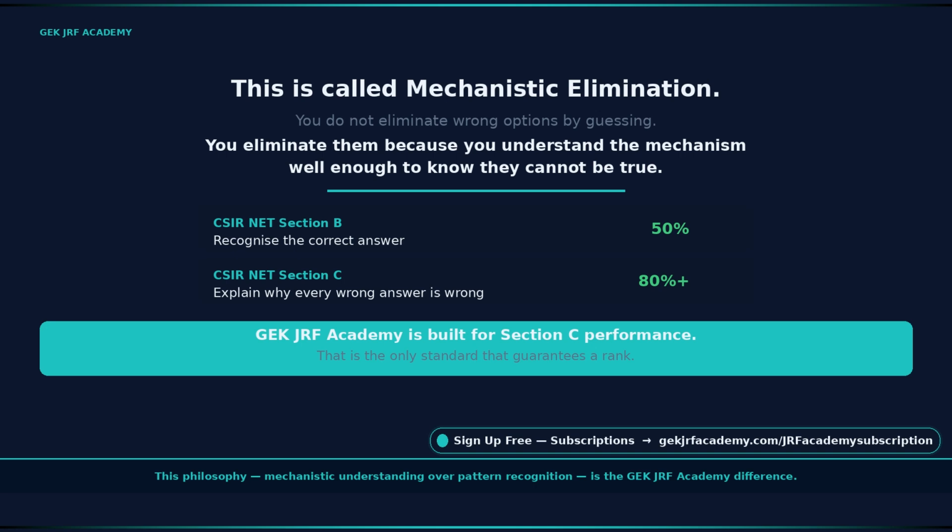This is called mechanistic elimination. You do not eliminate wrong options by guessing. You eliminate them because you understand the mechanism well enough to know they cannot be true. That skill is what separates Section B preparation from Section C preparation in CSIR NET.